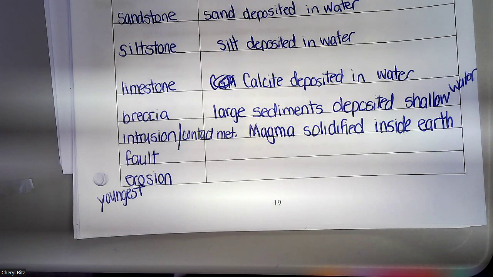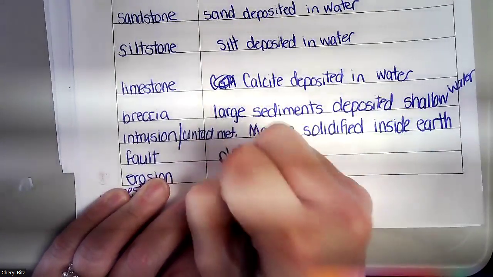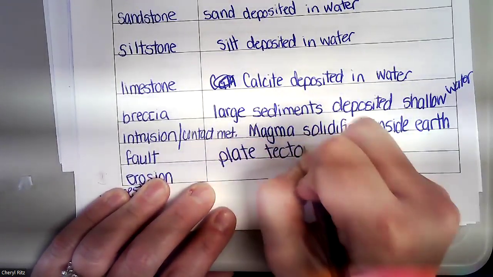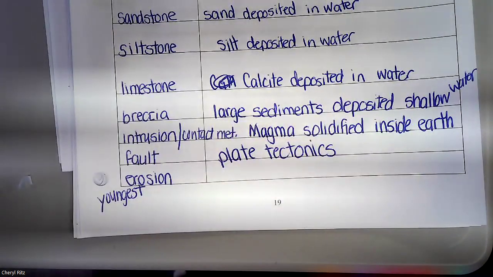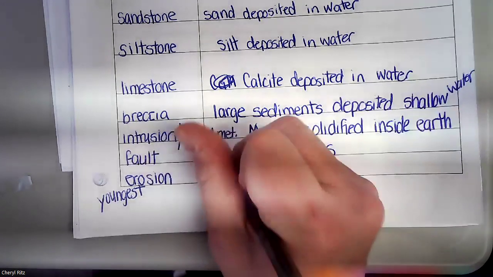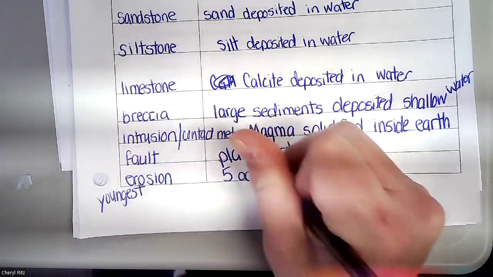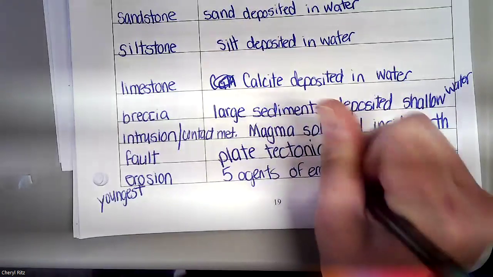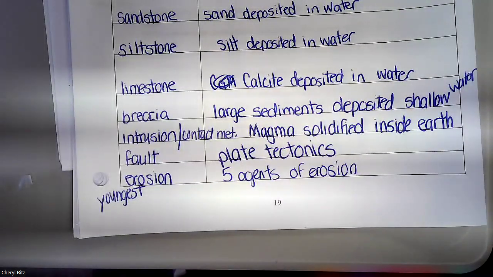How does a fault happen? Yes, when somebody makes a mistake. How about the fault in earth science? Just say a fault happens with plate tectonics. How about erosion? How's that one happen? We don't remember, erosion's not the same as weathering. Can just say five agents of erosion. So whether it was a river or a glacier or wind or mass movement, they all just move sediments.